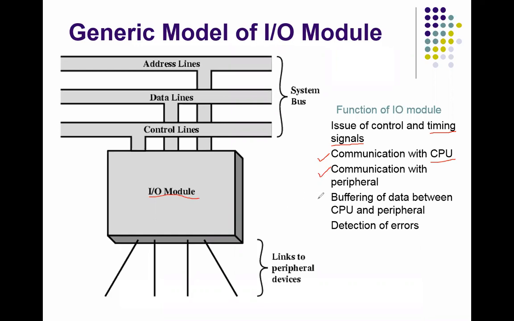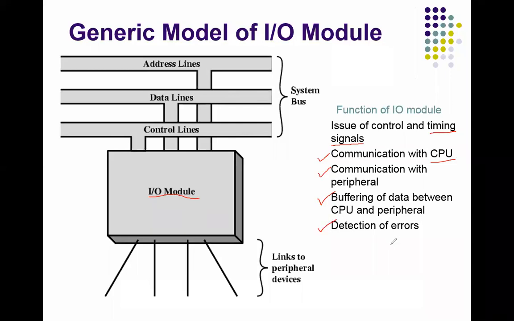Another function is buffering of data between the CPU and peripherals. As we have discussed earlier, the CPU is faster and the peripherals are slower. Sometimes the CPU is slower, but your peripheral is faster. So to coordinate the data rate between both devices, we need a buffer. So the IO module is used to buffer the data between the CPU and the peripheral.